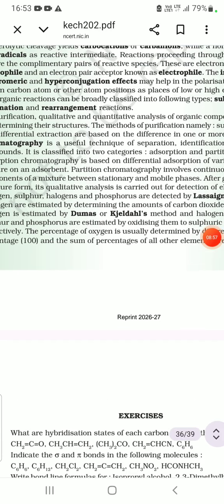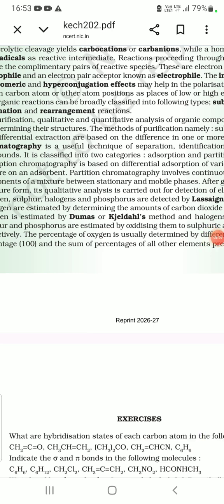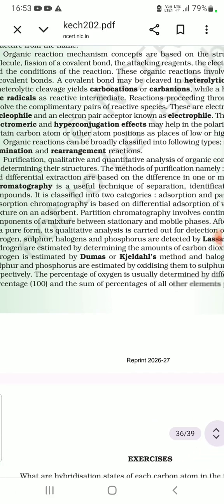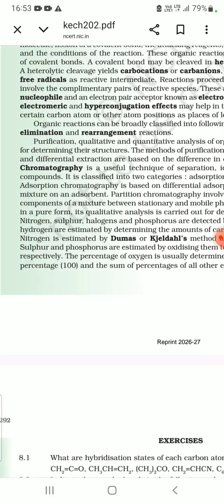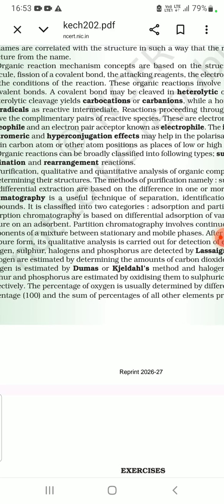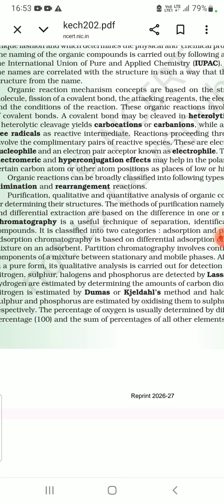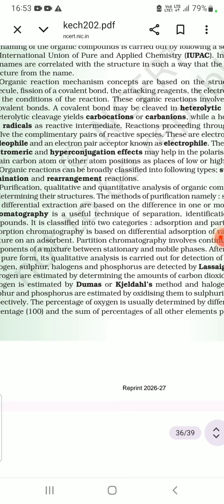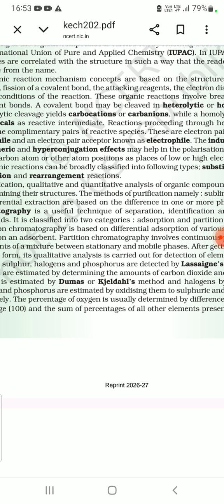In summary, nitrogen is estimated by the Dumas or Kjeldahl method, and halogen by the Carius method. And next, sulfur and phosphorus are estimated by oxidizing them to sulfuric acid and phosphoric acid respectively.